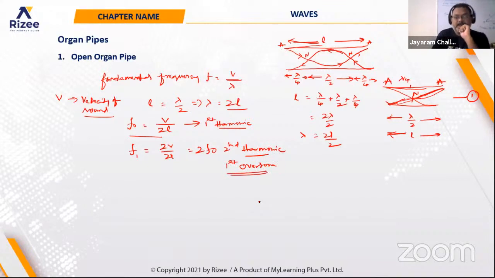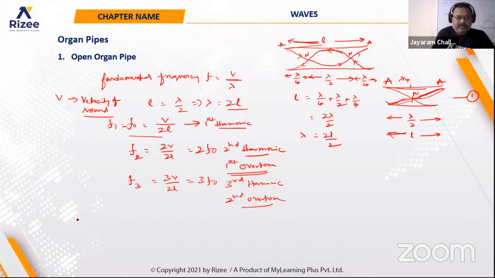The second harmonic is the first overtone, and if I take it as F2, this is F1 itself. And your third harmonic can be written as 3V by 2L, where three loops are going to be formed inside the pipe, where resonance is going to occur. This is going to be three times the fundamental frequency. It is called the third harmonic, or the second overtone.